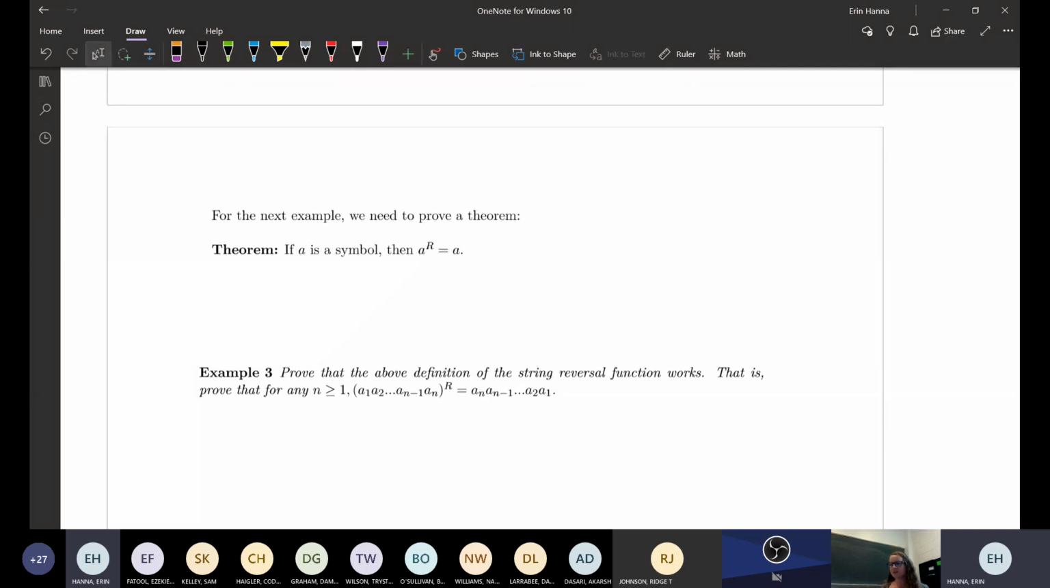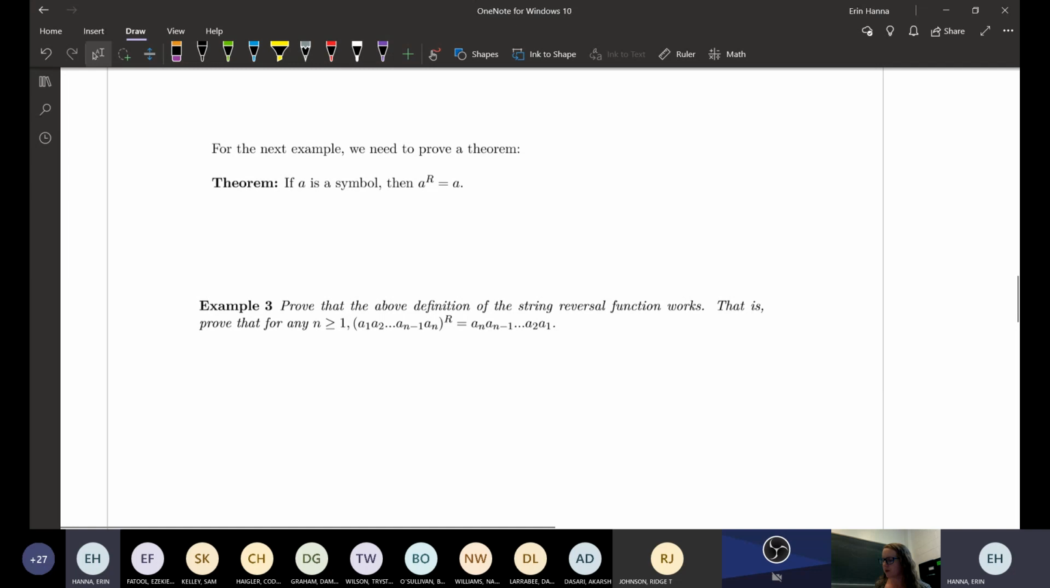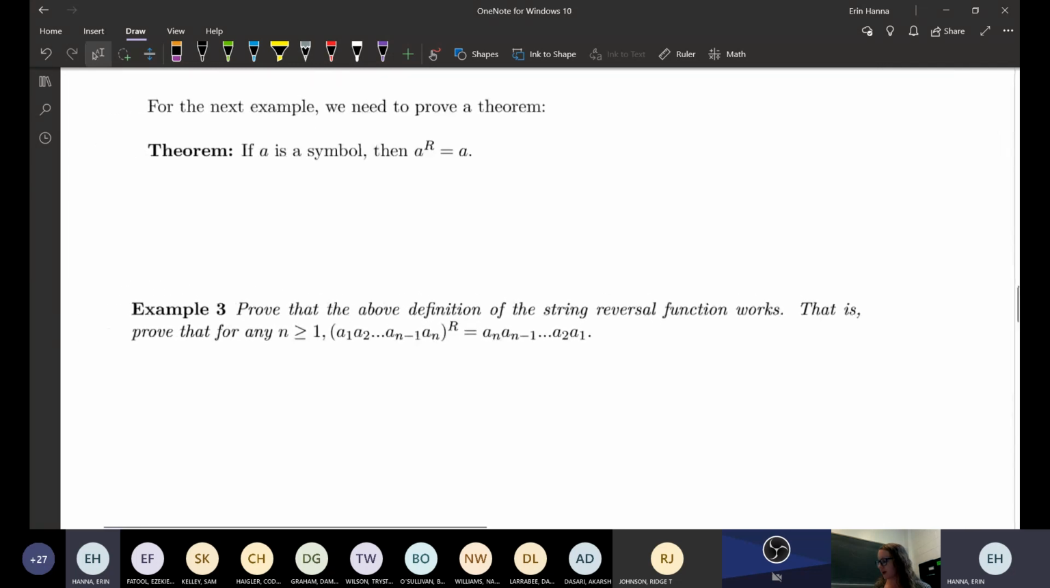For the next thing, we're going to want to use a theorem. We could technically prove the theorem in the problem itself, but let's prove it separately so we can just refer to it in the induction. So we're going to say: if A is a symbol, then A reversed is A. And this is essentially exactly what I was just trying to babble about: we can do this when it's just one symbol, we just have to add in that empty string.